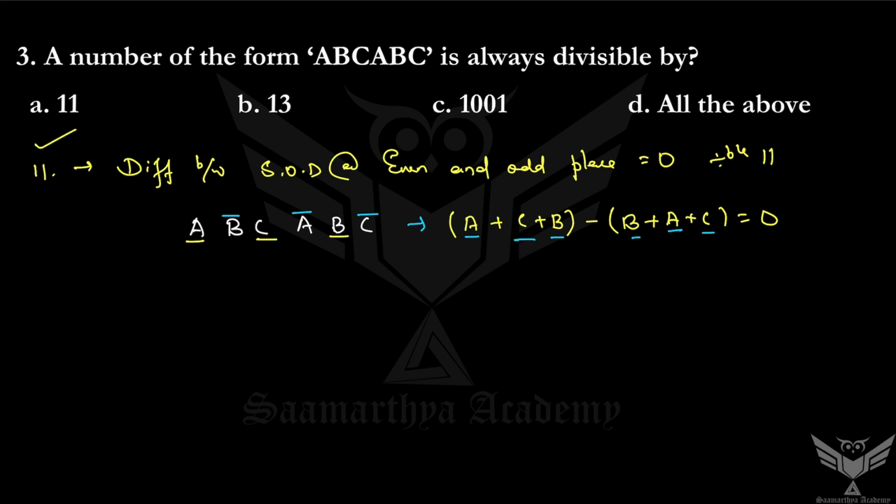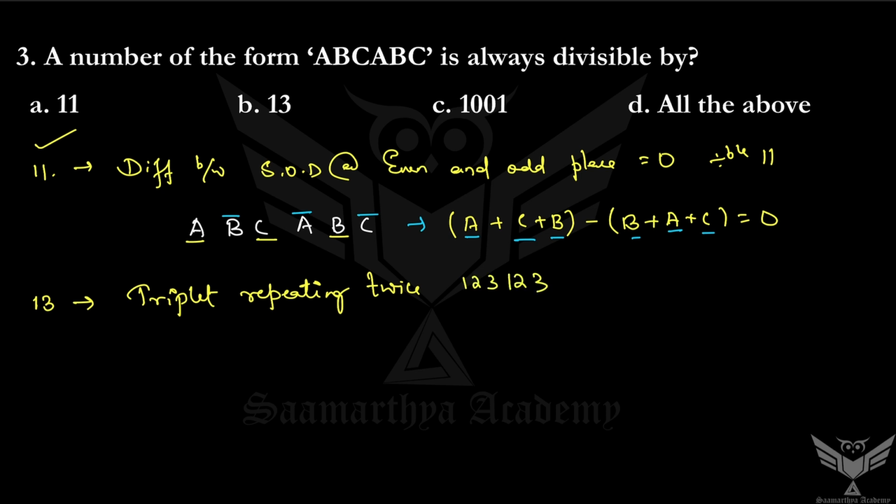Now, not only that, we have to check for others also, because option all the above is also there. Now, if you take 13, 13 says if a triplet, any triplet repeating twice, will always be divisible by 13. Like for example, ABC, ABC, 1, 2, 3, 1, 2, 3, all these numbers are divisible by 13. Now clearly the number is of the form ABCABC, so it has to be divisible by 13 also. So clearly the option is all the above.